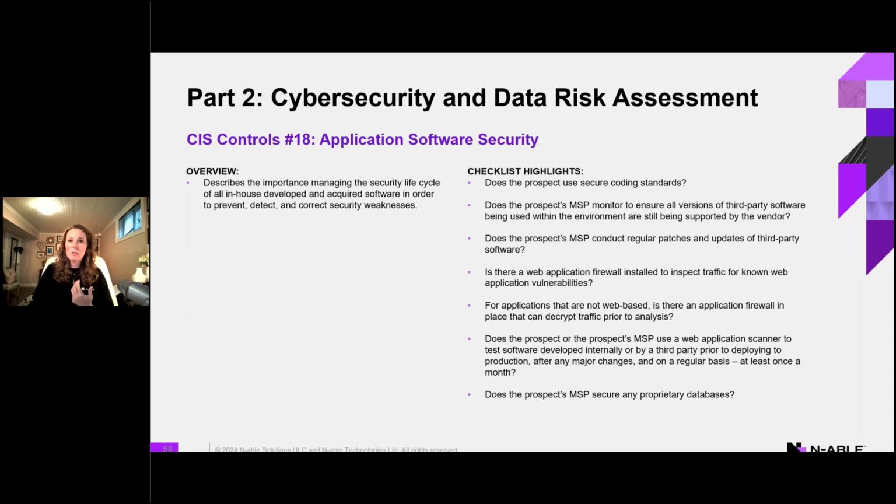So with this control, we're looking at things like, does the prospect's MSP monitor to ensure that all versions of third-party software that are being used within the environment, are they still being supported by the vendor, or are they out of support? Are they end of life? And again, another question that does appear on the cyber liability insurance application form, it does ask if there's any end of life or end of support software that's currently residing on the network and being supported. Because if there is, that is what can introduce a potential vulnerability and a breach risk into the organization.